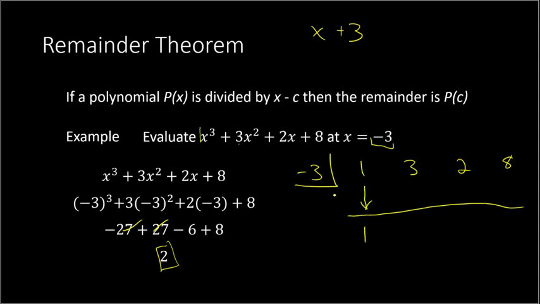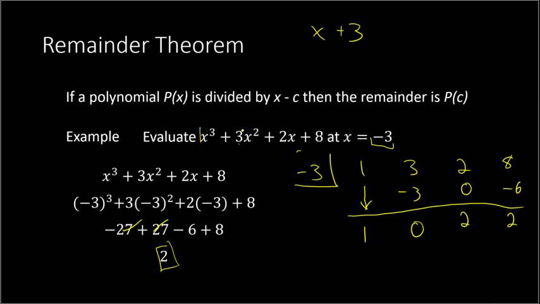Let's bring down this 1 and begin our process. So we do -3 times 1 to get -3. Then we add. 3 plus -3 is 0. Then we multiply and add again. -3 times 0 is 0. And then add 2 plus 0 to get 2. Multiply and add again. -3 times 2 is -6. Then we add with 8 to get positive 2.